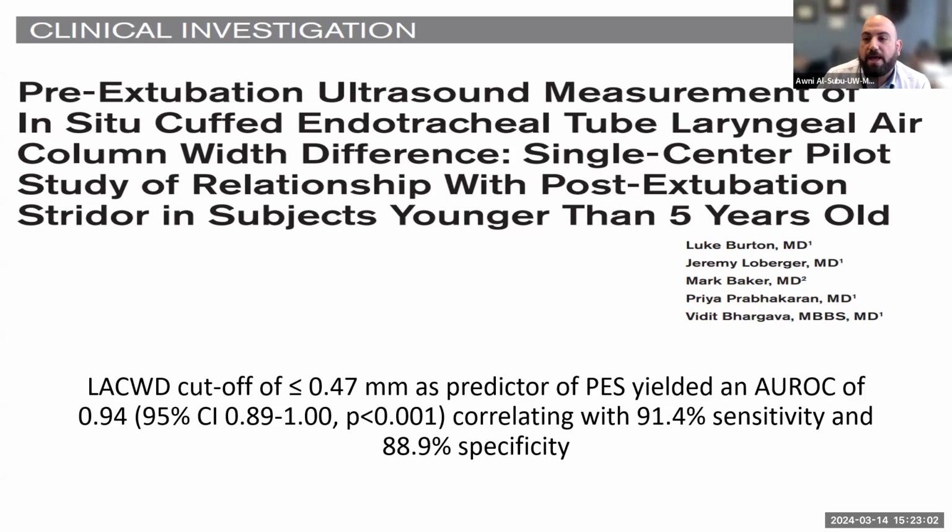And what they found was that the LACW was significantly lower in the stridor cohort, and that a cutoff of less than 0.47 millimeter can predict post-extubation stridor with an area under the receiver operating characteristic curve of 0.94, which correlated with sensitivity and specificity of around 90%.